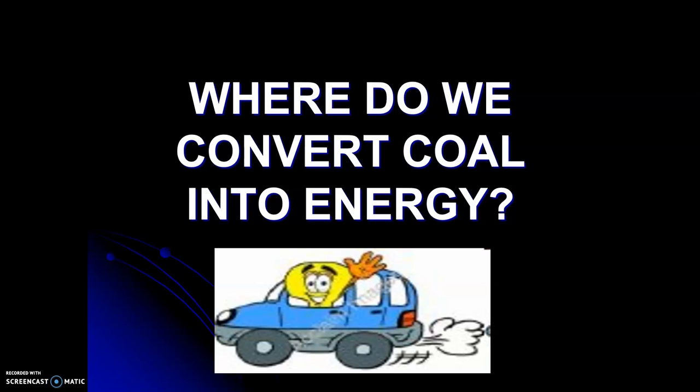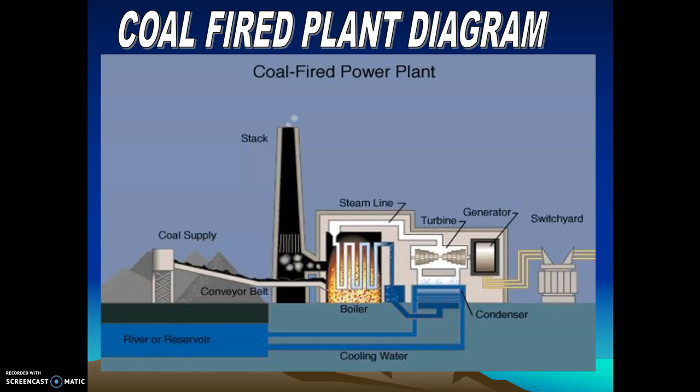Now, where do we convert coal into energy? Good question. A coal-fired plant. And we're going to walk through this. So your coal is going to come down through a conveyor belt into a boiler. You're going to have water lines running through. Basically, you're going to use that coal to heat up the water to turn it into steam.